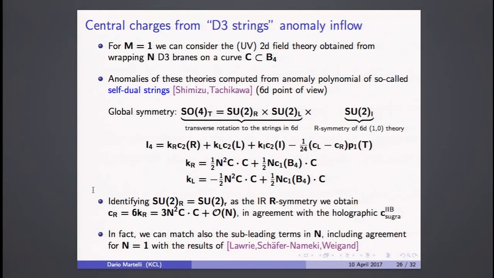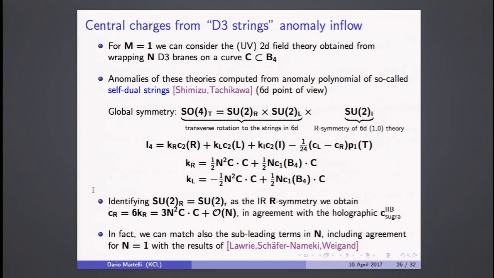C2, which are the second Chern classes of the various bundles here, and P1 is the first Pontryagin class of the tangent bundle of the space. And then the coefficients in front of these various forms give rise to these levels. So one can extract these levels from this expression here, right?